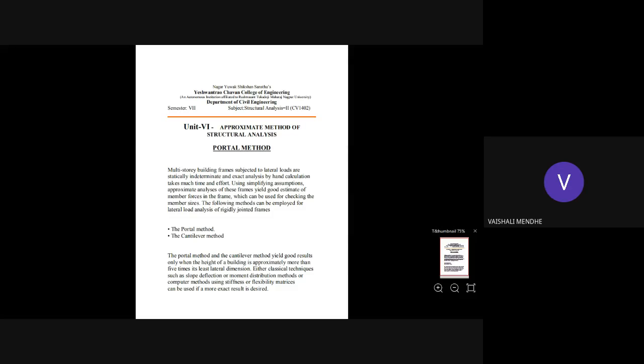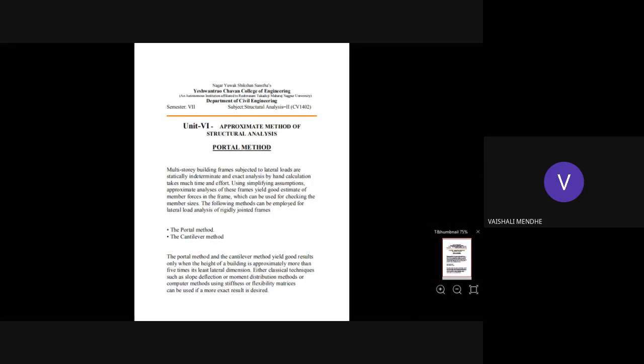Okay, if you want to find out the exact results, you can go for the matrix methods of structural analysis or the moment distribution method, and from these three methods you'll get the approximate results of the frame. But these methods can be used for multi-story structures. Okay, you can use them for tall structures. So generally these methods are used for a good estimate of member forces in the frame.